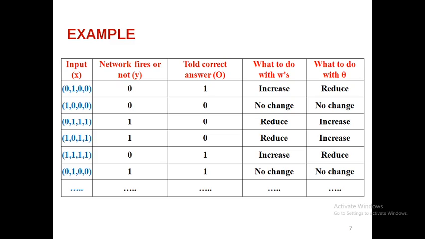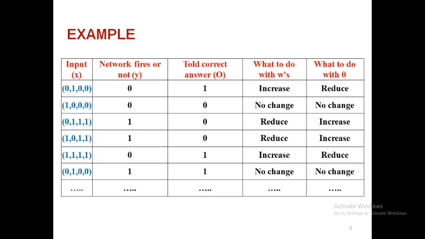Likewise, if you see the second row, the second set of inputs, that is 1 0 0 0. In that case also your network's output is 0, and the required output, the correct answer in the second column, is also 0. In that case, when y is equal to O, there is no need to change the weights and thresholds. That's what the last two columns show.